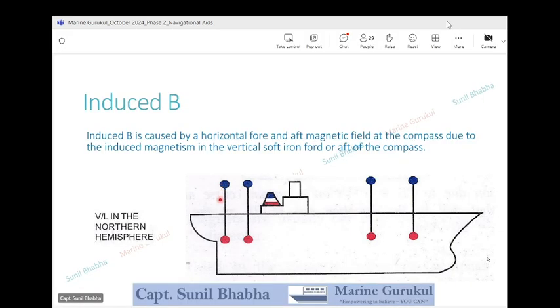If the same vessel goes in the southern hemisphere, now in the southern hemisphere the magnetic lines of force come out of the Earth's surface. So you see, with the same vertical structures in the southern hemisphere, the polarity is going to change. The lines will now enter from the bottom of these vertical structures, giving it a blue polarity, and it will come out from the top of these vertical structures, giving it a red polarity. So these being induced magnets, their polarity changes when the vessel changes from northern hemisphere to southern hemisphere.